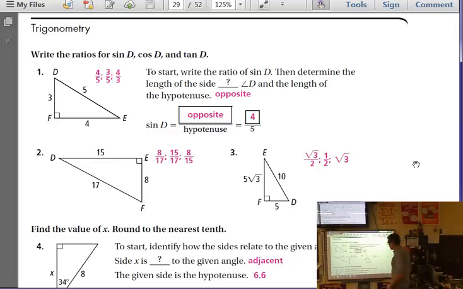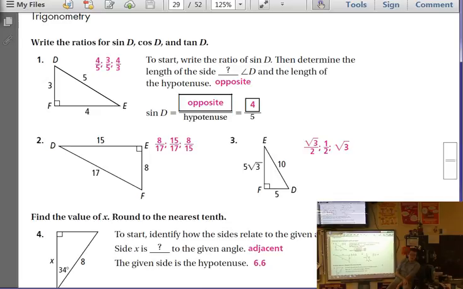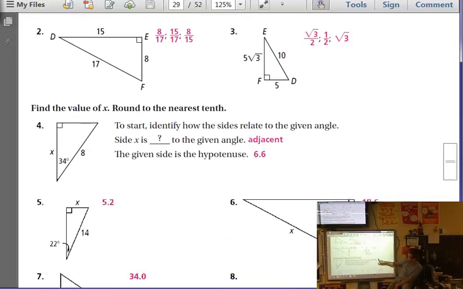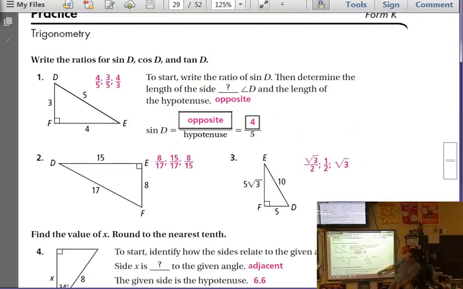All right, 1, 2, or 3 questions? I would hope not. Well, if so, that's fine. It's just setting up the ratios. We're not even solving. It's just seeing, can you do SOH, opposite over hypotenuse, CAH, adjacent over hypotenuse, TOA, opposite over adjacent. Okay. Good? 1, 2, 3.